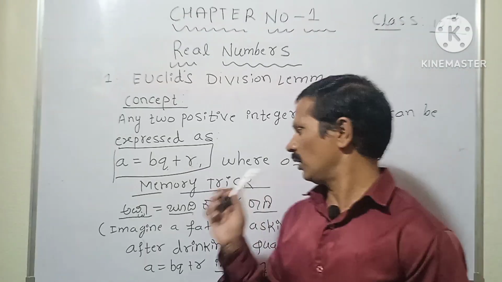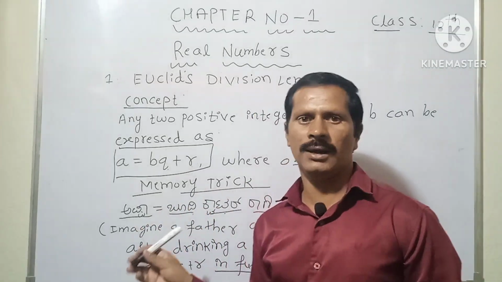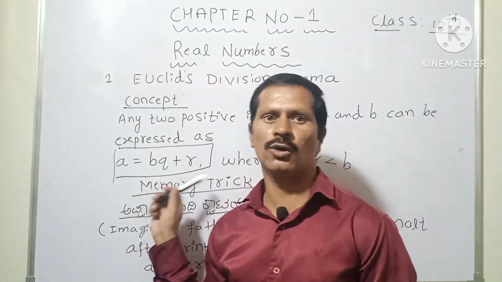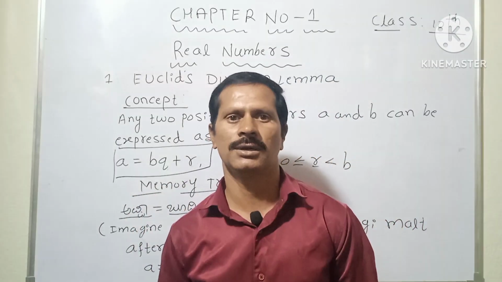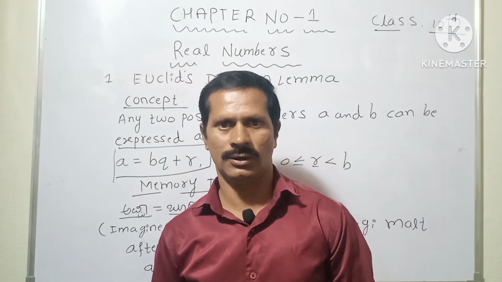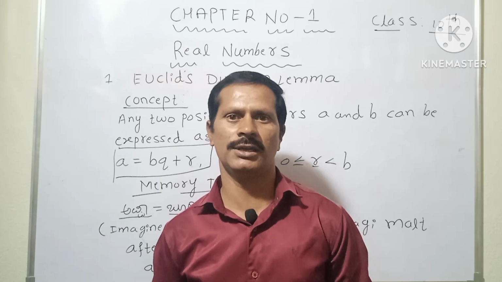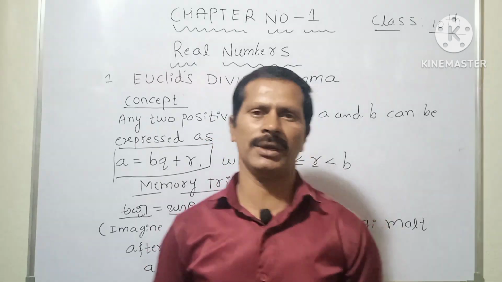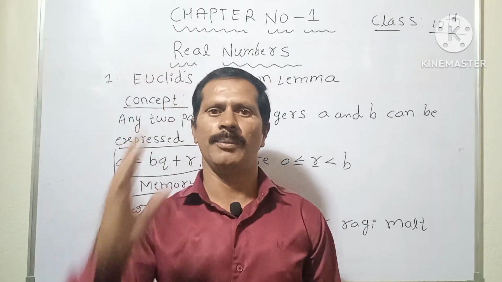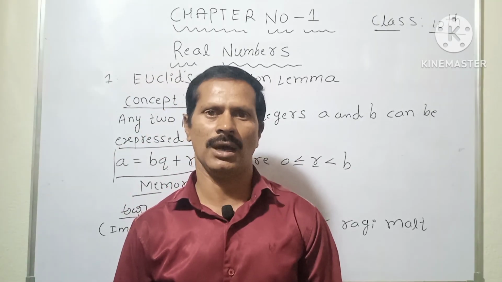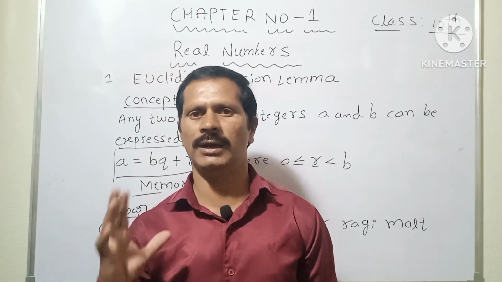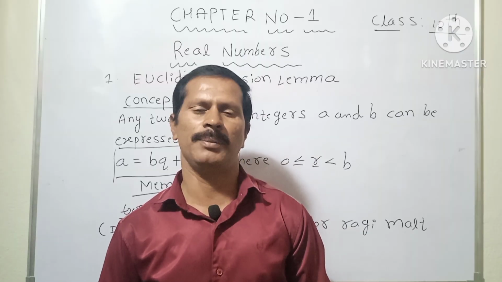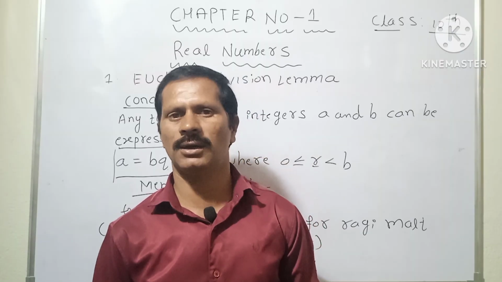Okay, there is a memory trick. In a equals bq plus r, A means appa, B means bodhi, Q means quarter, R means ragi. You have to remember the meanings of these four letters. Then remember them in a funny way: appa equals bodhi, quarter, ragi.